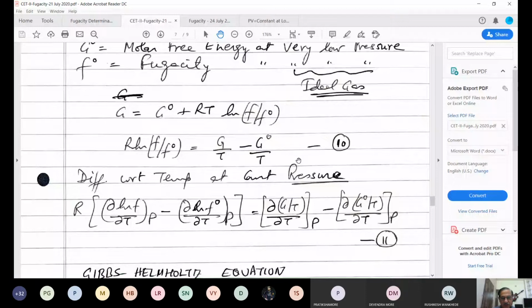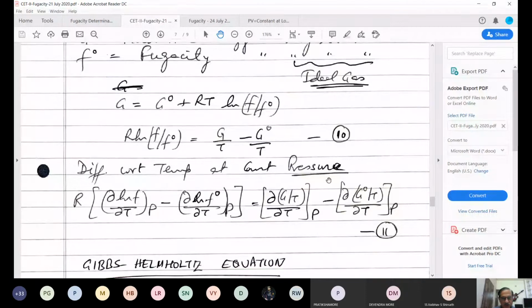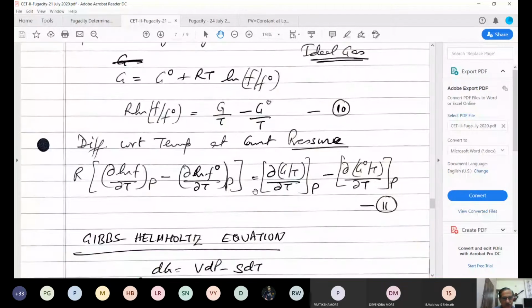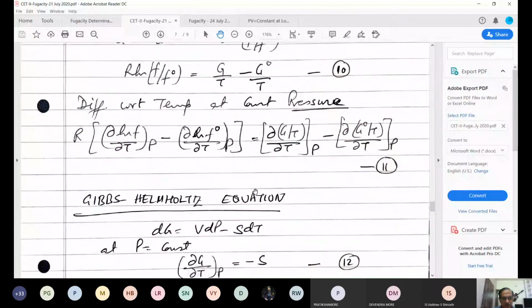Now I differentiate with respect to temperature at constant pressure. So what I'll get is R ∂ln F/∂T at constant pressure. And this ln F by F0 is nothing but ln F minus ln F0. So minus ∂ln F0/∂T at constant pressure is equal to ∂(G/T)/∂T at constant pressure minus ∂(G0/T)/∂T at constant pressure. So we are taking a differential of this partial derivative. Now we use Gibbs-Helmholtz equation, so we derive that.